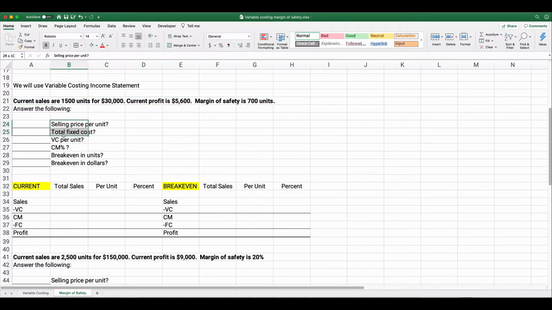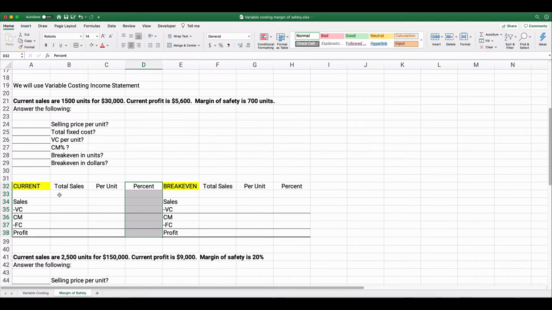Well, here we have several different things you can answer, and it doesn't look like you can work the problem. There's not enough information, but let's see what we can do. First of all, we want to set up our variable costing statement based on the current level of sales, and then also based on the break-even point of sales. We're going to have 3 columns: total dollars, per unit dollars, and then percentages. All these will work together and make sure we know what's going on.